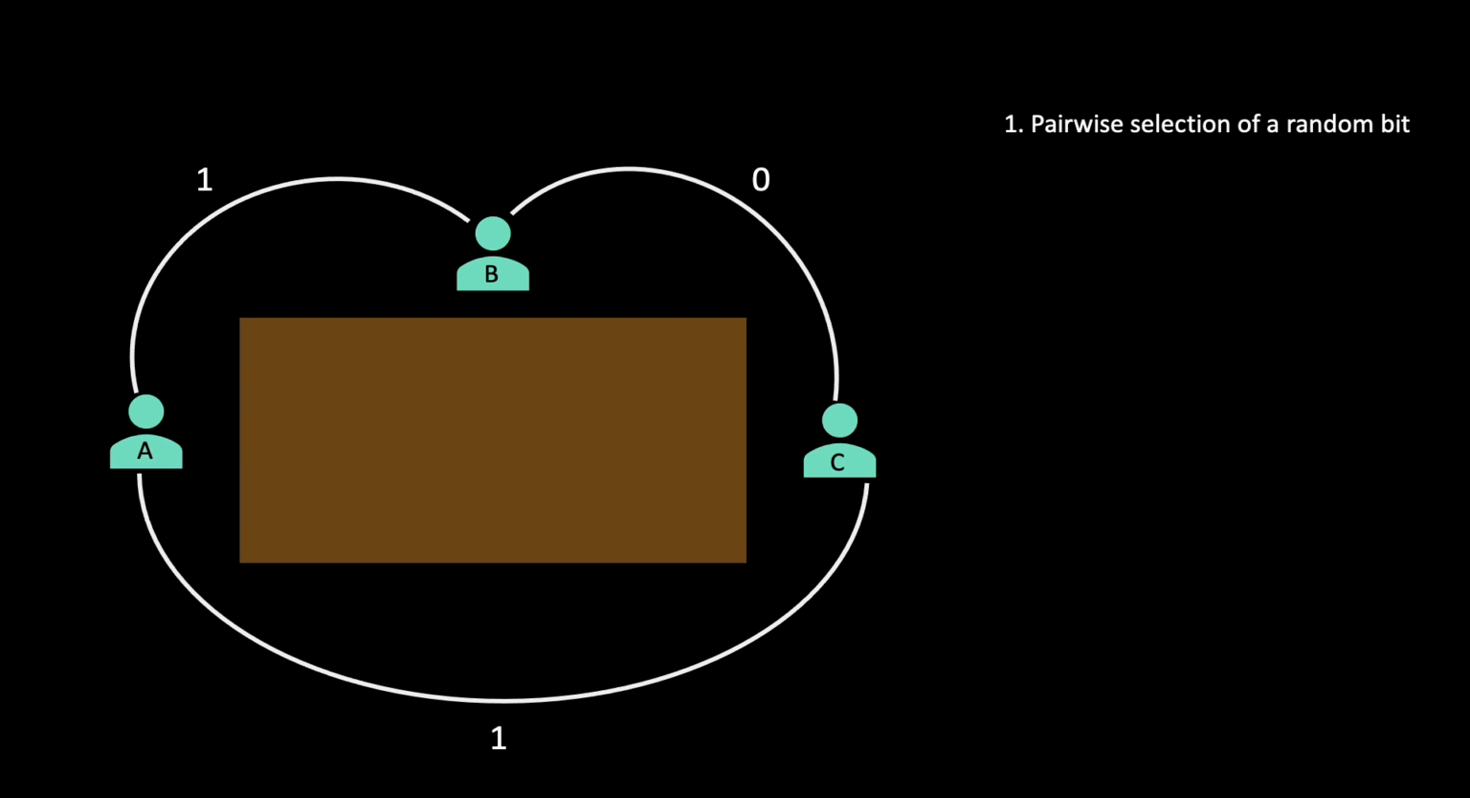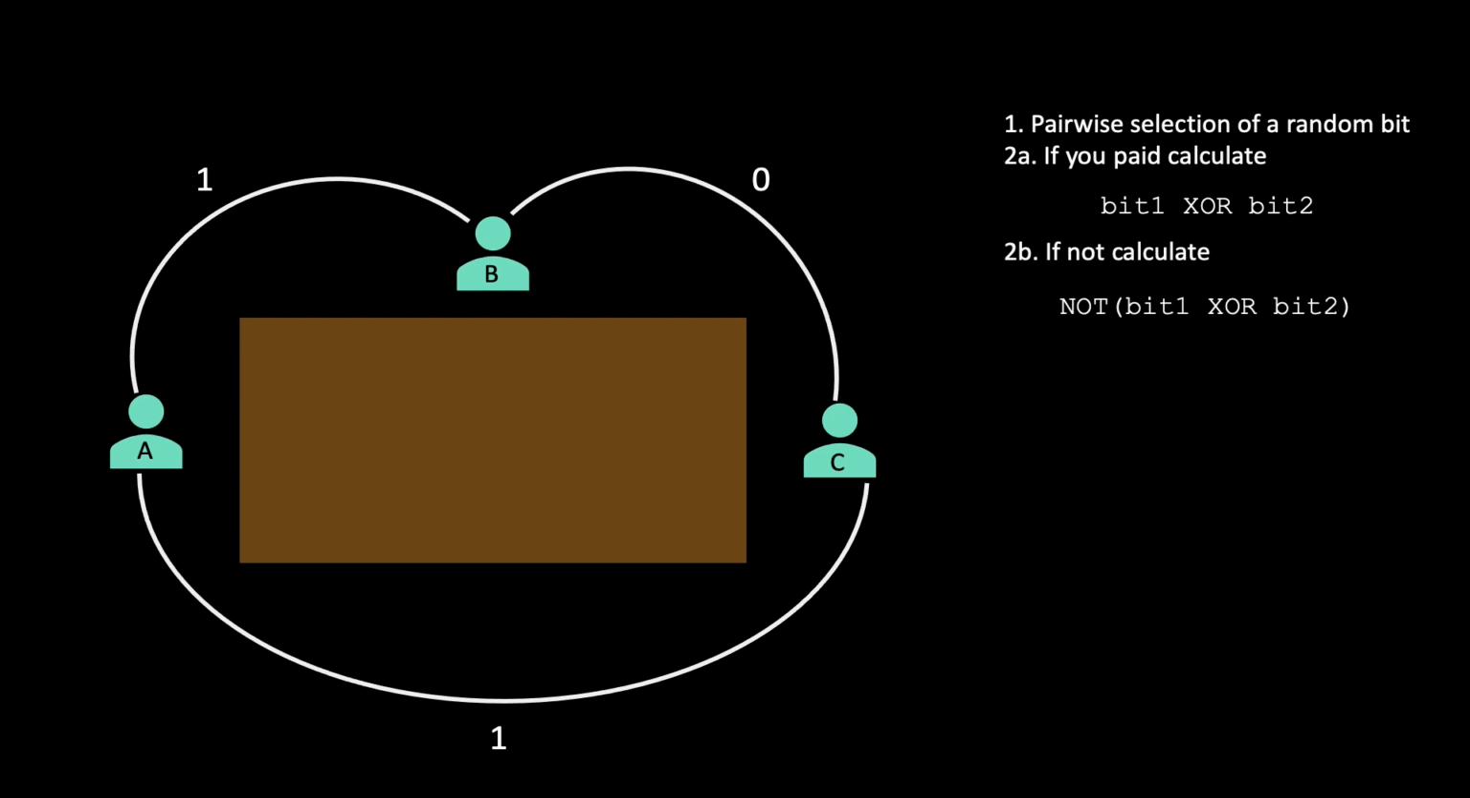If a cryptographer paid, they compute the following. The XOR between all secret bits they hold with the other cryptographers. Again, in our case, that's 2 bits. If he didn't pay, he calculates the inverse of the XOR between all secret bits they have. So the inverse is the NOT operation. To find out who paid, the cryptographers together compute the XOR of all these published bits.